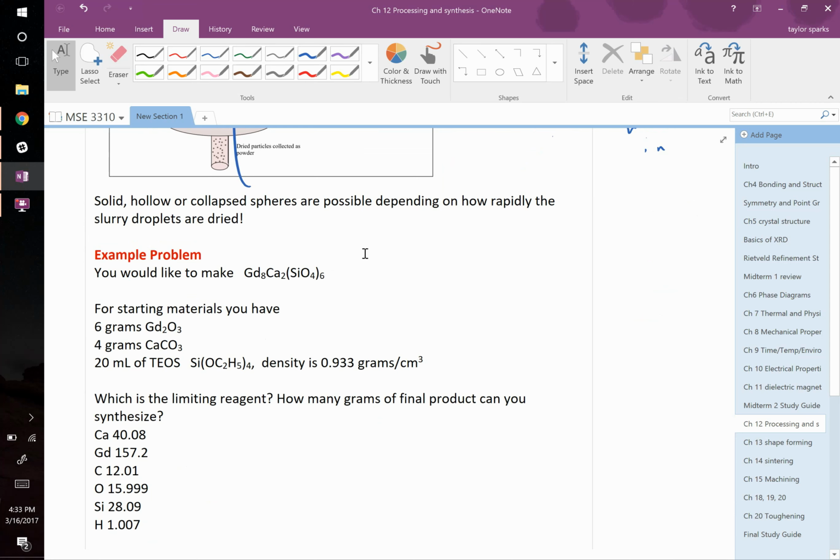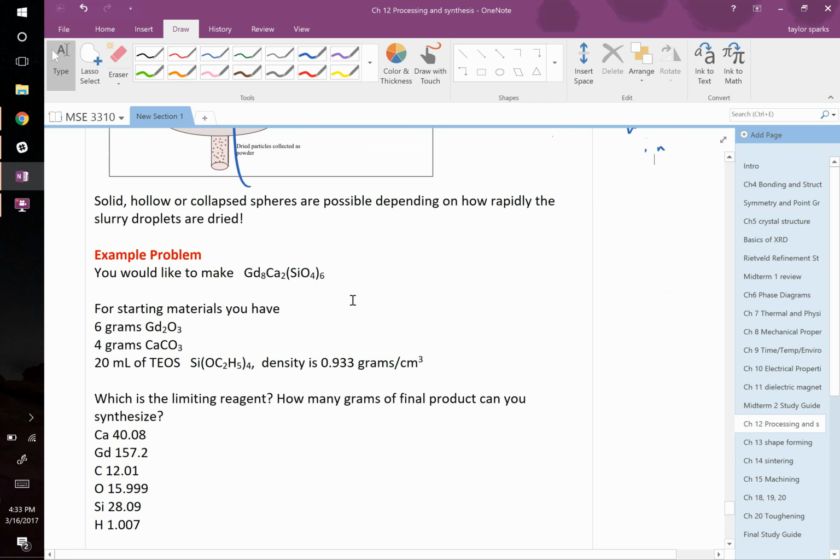So if I wanted you to make this, I'm going to tell you, you go and look on the shelf, and in the shelf you find that you have 6 grams of gadolinium oxide, Gd2O3. You've got 4 grams of calcium carbonate, and you have 20 milliliters of TEOS, tetraethyl orthosilicate, which is this formula, right? And it has a density given.